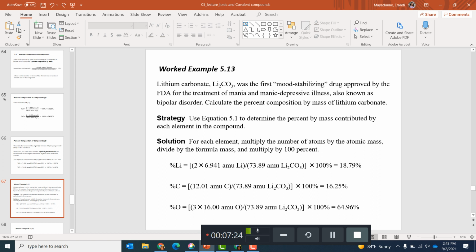So calculate the percent composition by mass in lithium carbonate. So my compound is lithium carbonate. What is the very first thing? I have to find what is the percentage of lithium in the compound.